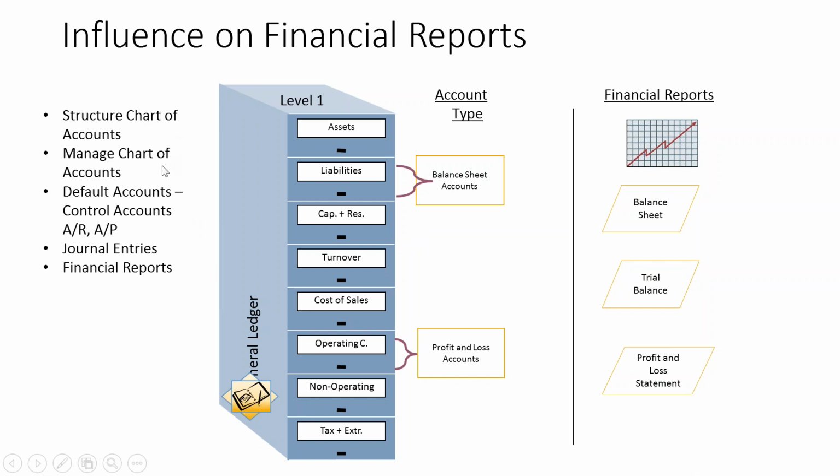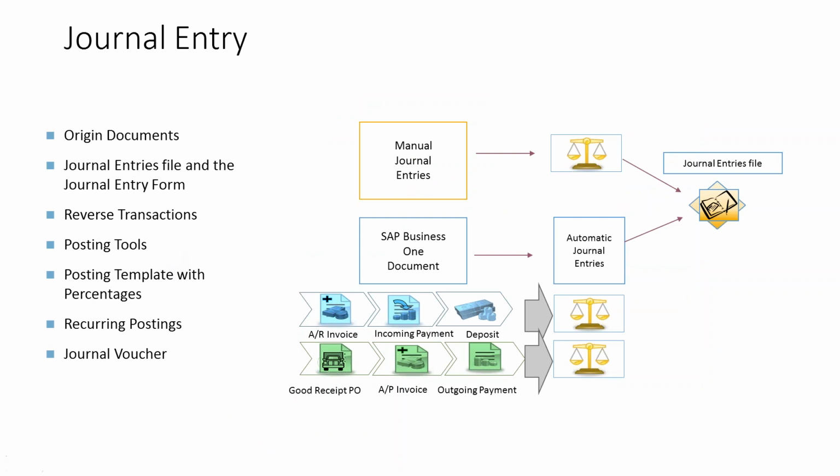We're going to talk about the structure of the chart, how to manage it, the default accounts, and journal entries, and end up with financial reports. On the journal entry side, we'll talk about the origin documents, the journal entry files and form, reverse transactions, posting tools, posting templates with percentages, recurring postings, and journal vouchers.